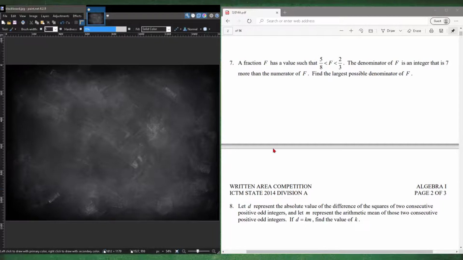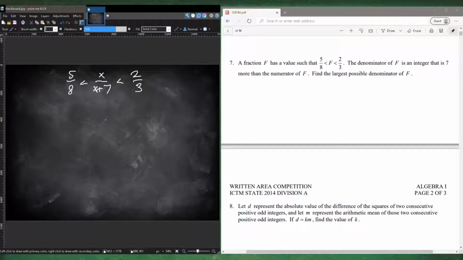Number 7, a fraction f has the value such that 5/8 is less than f is less than 2/3. The denominator of f is an integer that's 7 more than the numerator of f. Find the largest possible denominator of f. So the denominator of f is 7 more than the numerator of f. So we could say 5/8 is less than, let's say x is our numerator, so our denominator is x plus 7, is less than 2/3.